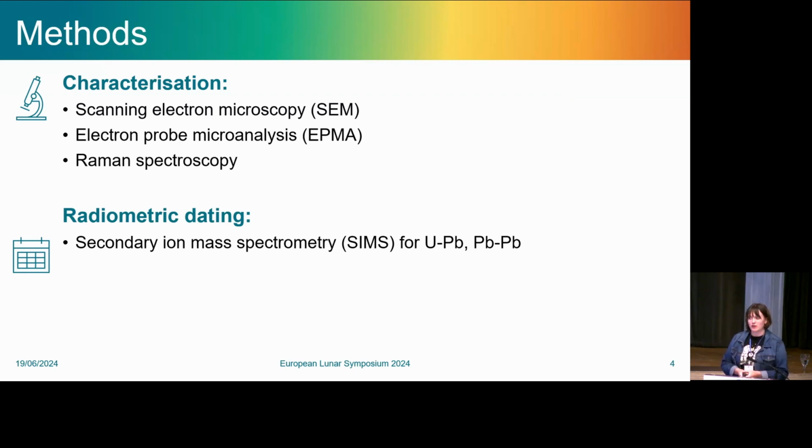I'm using a mixture of non-destructive electron beam techniques: scanning electron microscopy, electron probe microanalysis, and Raman spectroscopy to get the geological context of the sample. And then I turned to radiometric dating. So I did lead-lead and uranium-lead systems via secondary ion mass spectrometry to get some dates from different clasts and matrix grains within the sample.